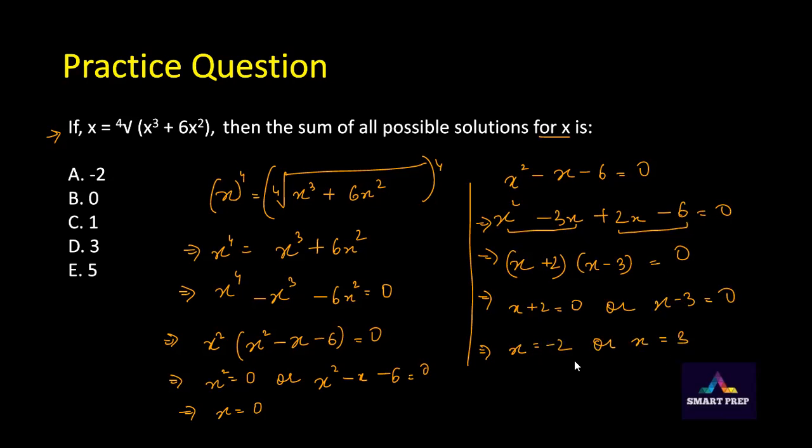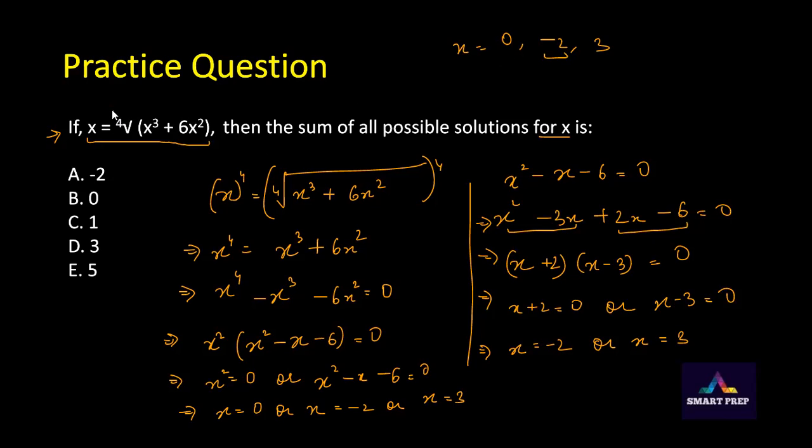Now, if that is the case, these are the solutions for the quadratic equation. So you can say that x is equal to 0 or x could be minus 2 or x could be 3. So these are the solutions. Let's write here 0 or minus 2 and 3. This is what we have got. Now see to it that this was the equation, x is equal to the fourth root of x cube plus 6x square, right? So can you get the value of x as negative, right?